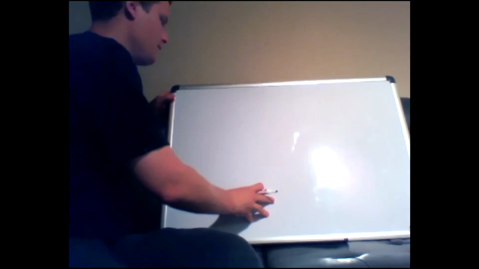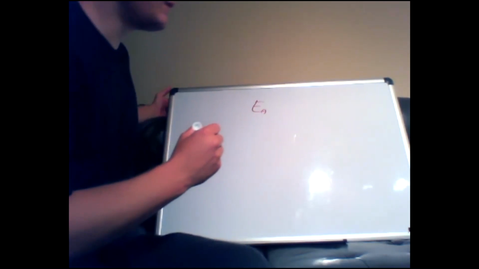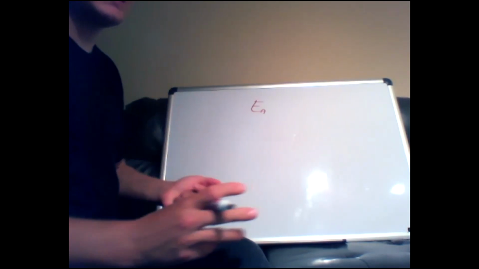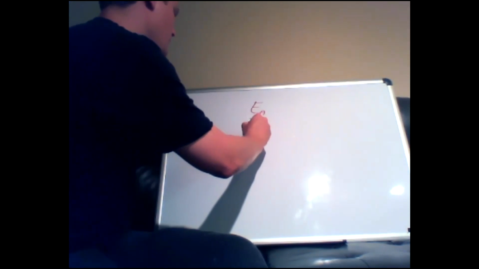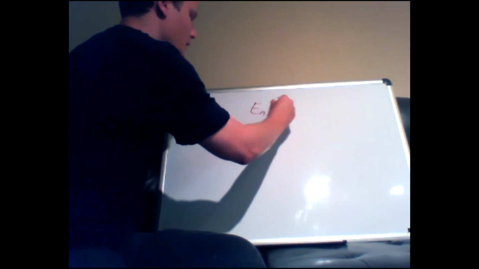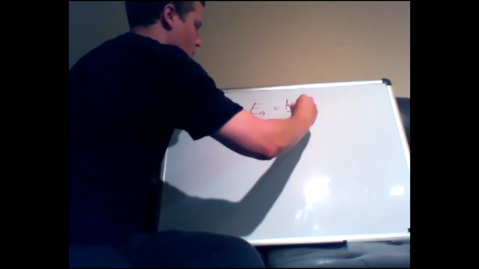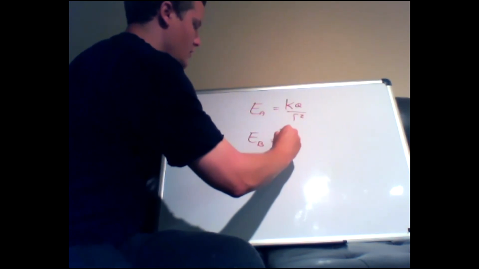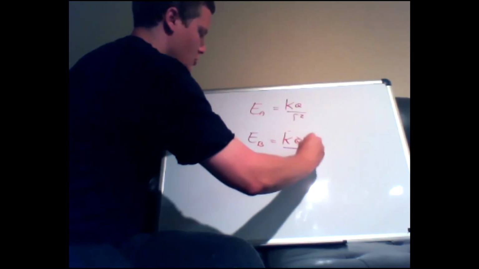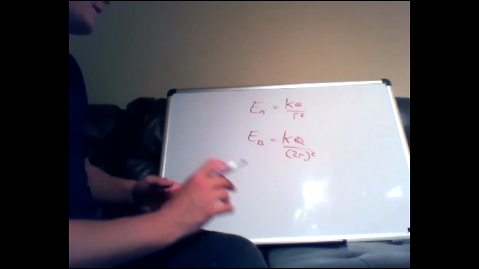I'll write EA to represent the electric field strength when it's a distance R away. And then EB will represent the electric field strength when it's a distance 2R away. Our equation for electric field is KQ over R squared. And therefore here it would be KQ over (2R) squared, because that's twice the distance now.